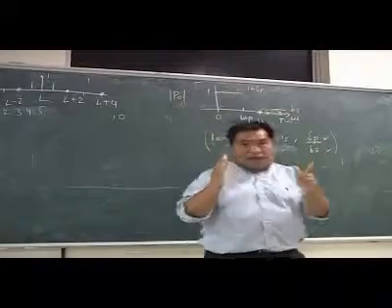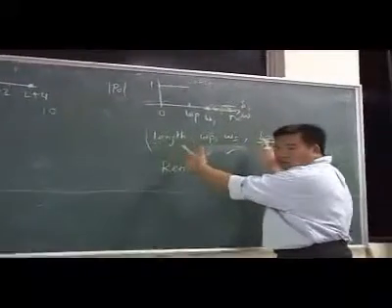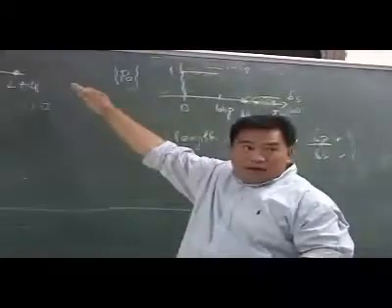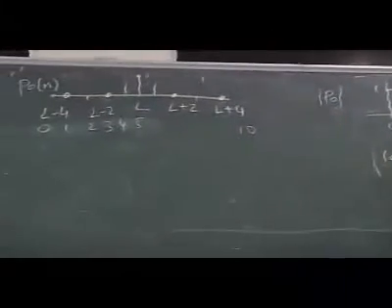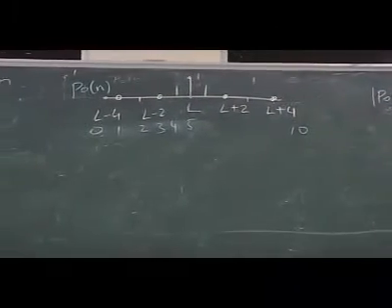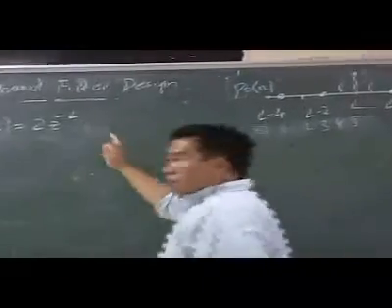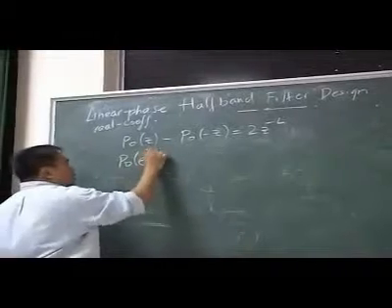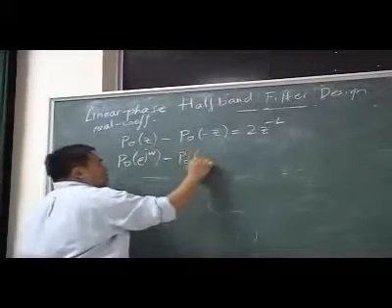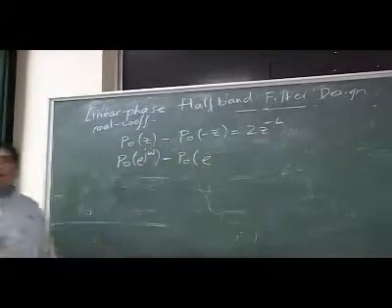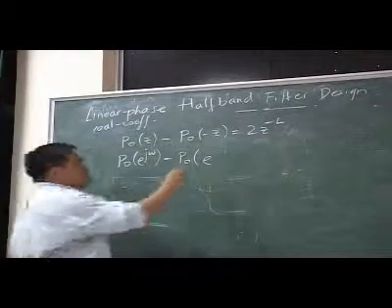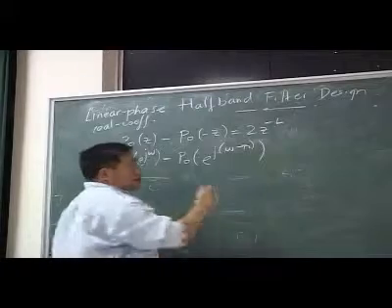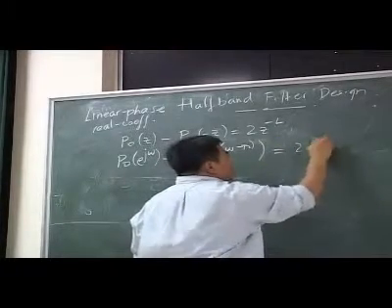Design means that we start from the frequency response, constraint, and find P naught of n. So we have to start with frequency. Okay? So Z becomes e to the j omega. So I have P naught of e to the j omega minus P naught of e to the j omega plus pi. Okay. So this is a shift in frequency. It's 2 e to the minus j omega L.